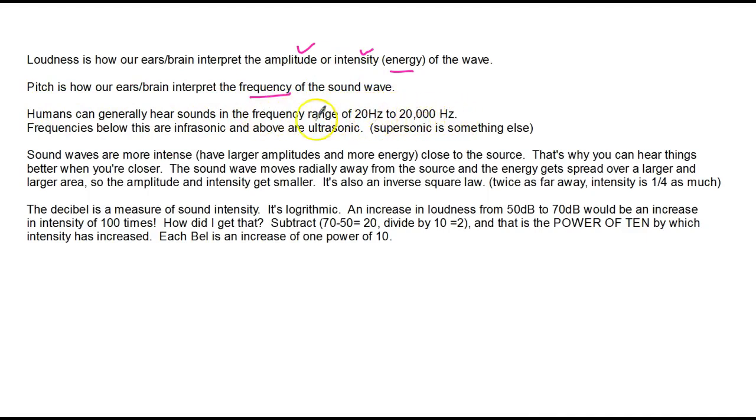So anything above 20,000 hertz is called ultrasonic. Anything below 20 hertz is called infrasonic. Supersonic is when things travel faster than sound, so it's a totally different thing.